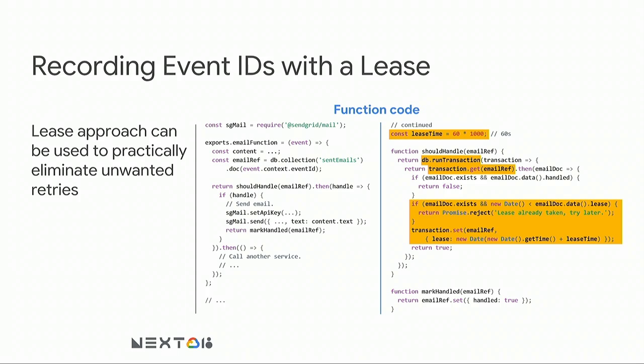We use a Firestore transaction. And this time, it not only checks whether the given event has been handled, but it also saves the timestamp until which the current function execution has exclusive access to the critical section, again, the one which sends the email. If another request comes before this timestamp, I mean another retry of the same function, it will be rejected, so no concurrent code execution will happen. And with this approach applied, we practically eliminated the unwanted retries.